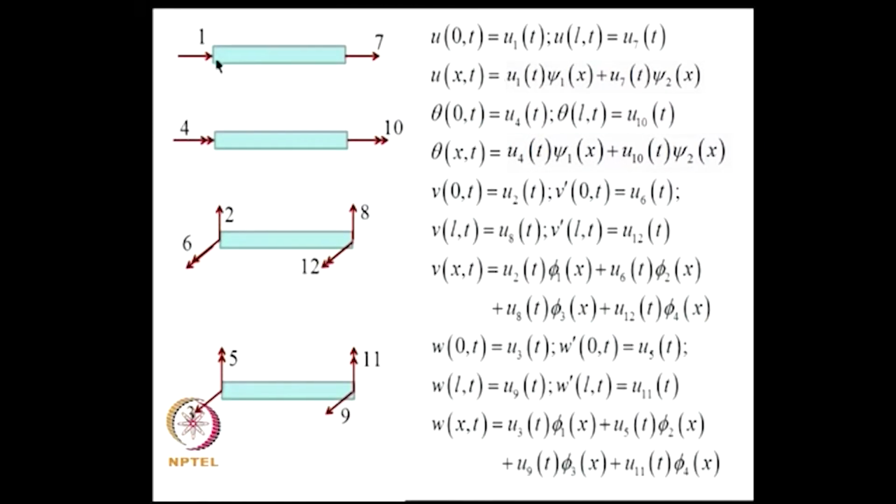The axial degrees of freedom are 1 and 7, and u of 0 comma t is u1, u of l comma t is u7, and within the element we interpolate u of x comma t using this function. Similarly, theta is in terms of u4 and u10, and again a linear interpolation function. V is in terms of u2, u6, u8, u12 using cubic polynomials, and W is in terms of u3, u5, u9, u11, again in terms of cubic polynomials.